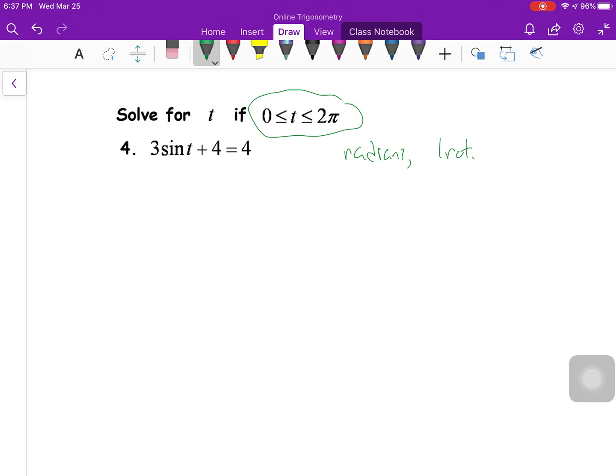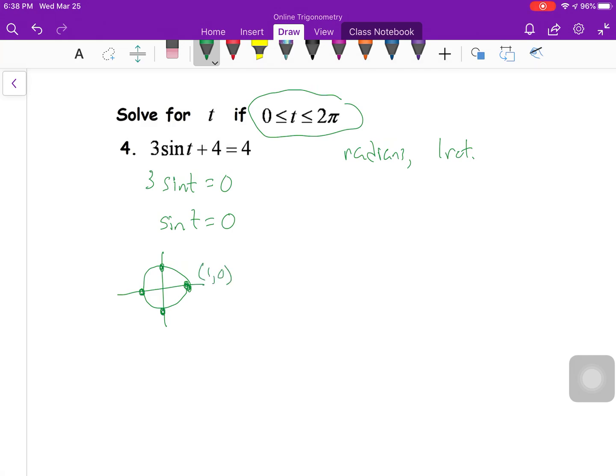So this time I have to subtract a 4. And that gives me 0. And then I have to divide by 3, and I get sine of t equals 0. Well, this one is not a reference angle. This one is quadrantal. So if you think back to our unit circle looked like this. Each of these points on the coordinate axes had an ordered pair associated with them.